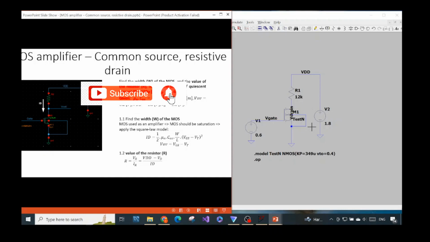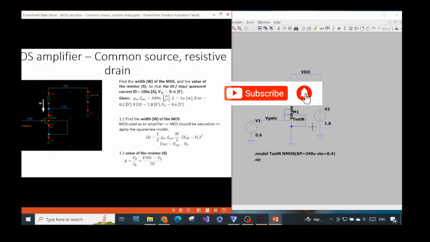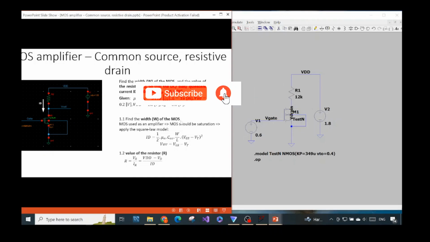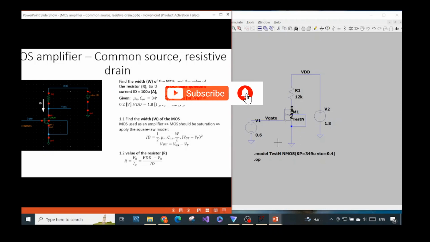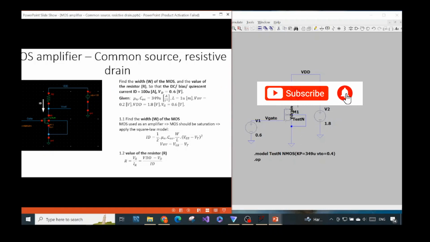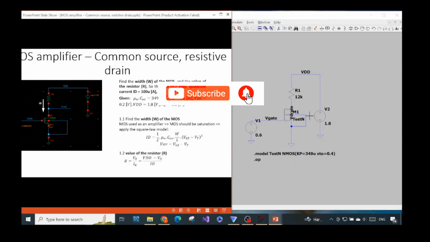If you have not watched the previous videos in this series, please check it out. This one is only a continuation. In the last video, we talked about how to do the DC biasing calculation and simulation in LTSpice with our own model. In this video, we will continue to do the simulation to check out the circuit gain of the V out at the drain over the V in at the gate at low frequency.